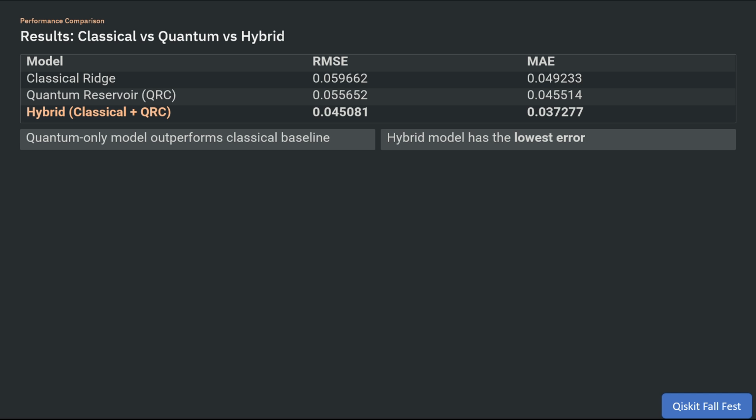The best results are achieved by the hybrid model, which concatenates classical and quantum features and then trains a ridge regression. The hybrid model reaches an RMSE of 0.0451 and an MAE of 0.0373, which is significantly lower than the classical baseline. This demonstrates that the quantum generated features provide additional predictive power beyond the classical features alone.